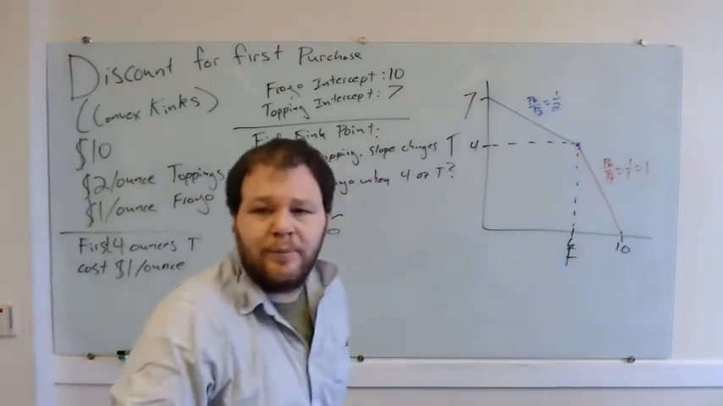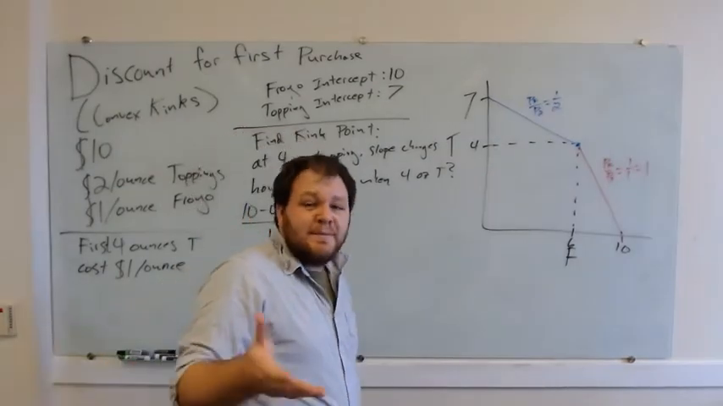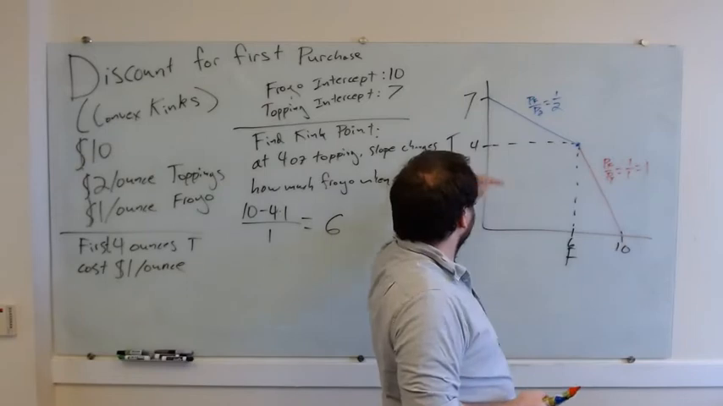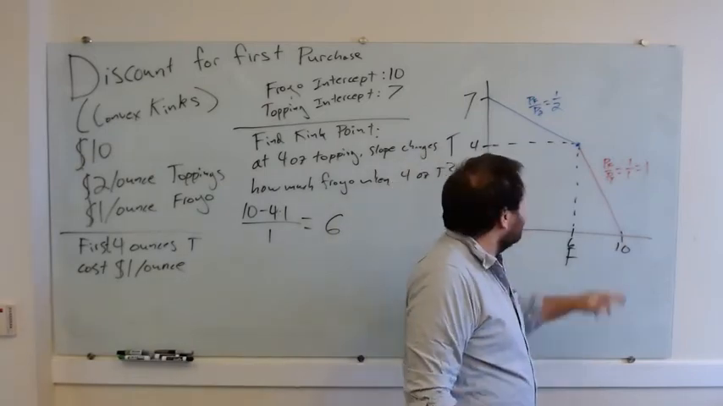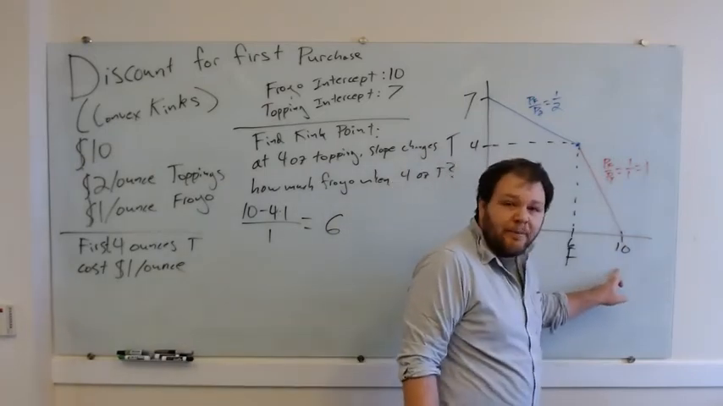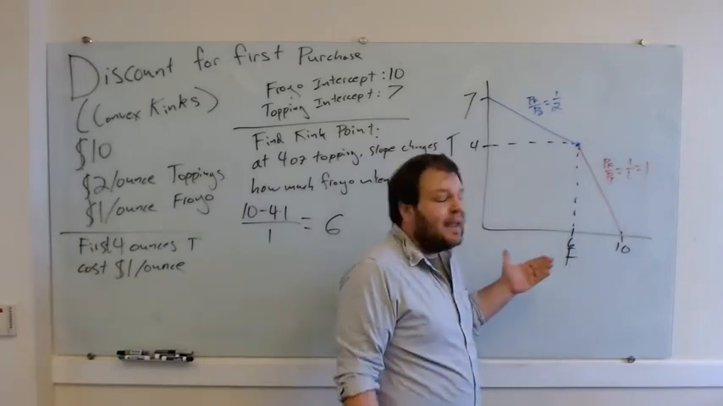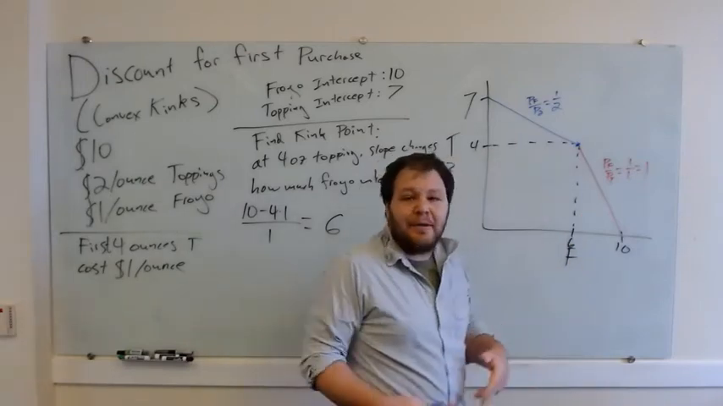Cool. So what does this mean? It means that when I bought fewer than 4 ounces of topping, I have to give up 1 ounce of topping to get an ounce of froyo. After I bought 4 ounces of topping, if I had 5 or 6 ounces of topping, I'd have to give up half an ounce of topping for each ounce of froyo.